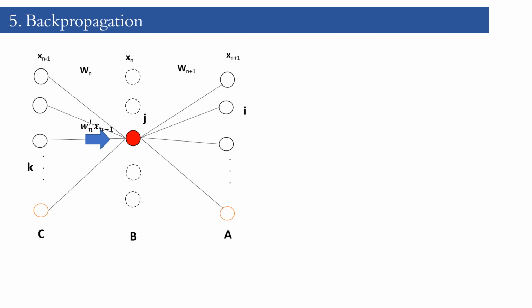Let's say there is an error term capital E that represents the output error of the whole system. It is not only related to this node J, but the entire network. In doing backpropagation, one quantity that we are interested in here is how much this error changes if we change the input, that is Wj times xn-1, by a delta amount. That means we are interested in the derivative of E with respect to the weighted sum of the inputs to neuron J.